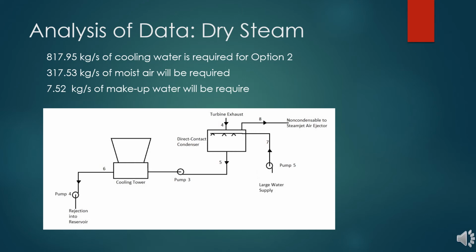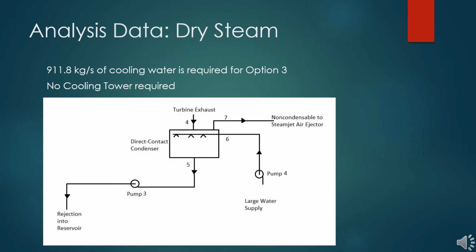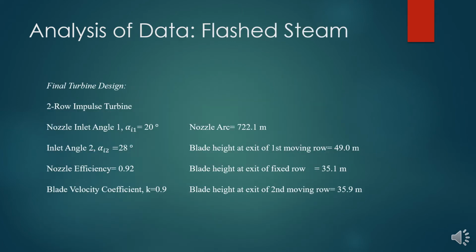The large difference in the amount of cooling water required between option 1 and 2 is because option 2 uses a large water supply, which commonly operates at a lower temperature than which the cooling tower can provide. Option 3 does not require a cooling tower, and 911 kilograms per second of cooling water is required for this option. The following is the ideal specifications for the flash steam turbine.